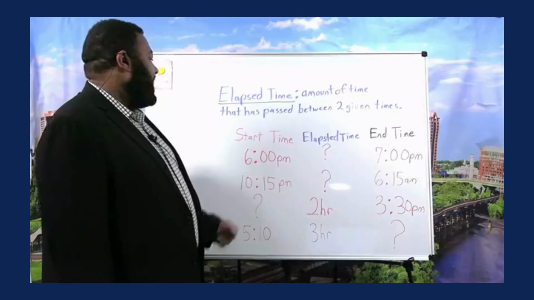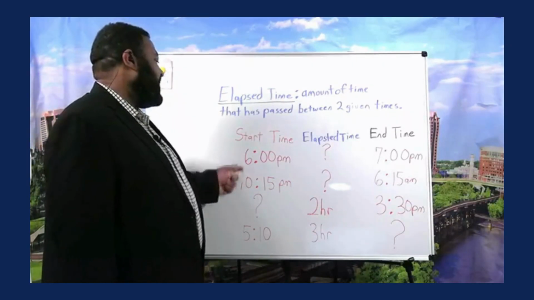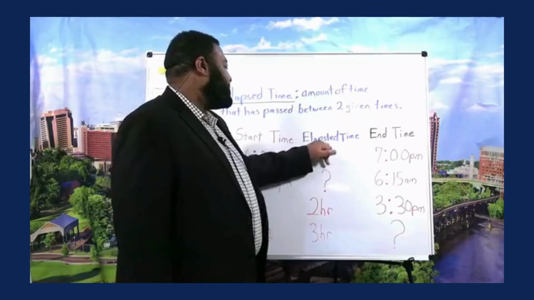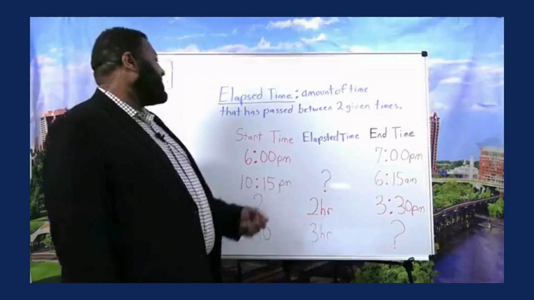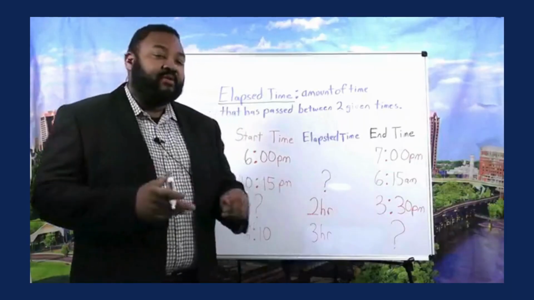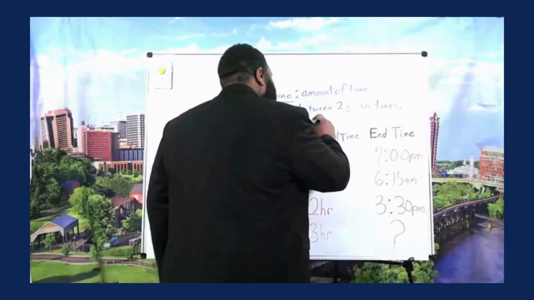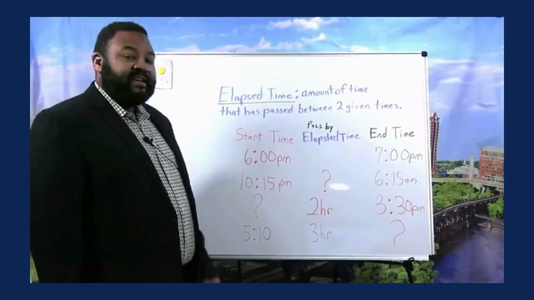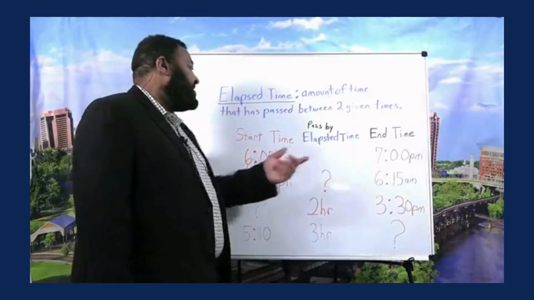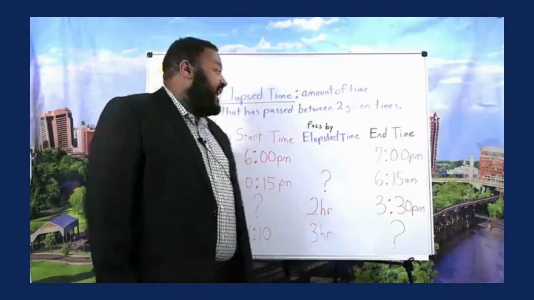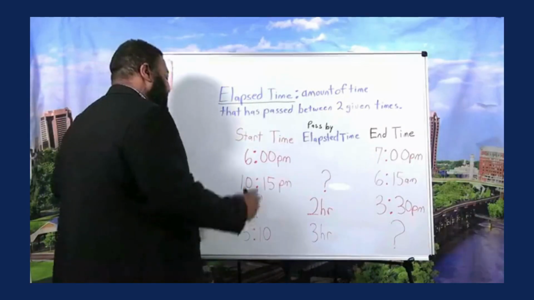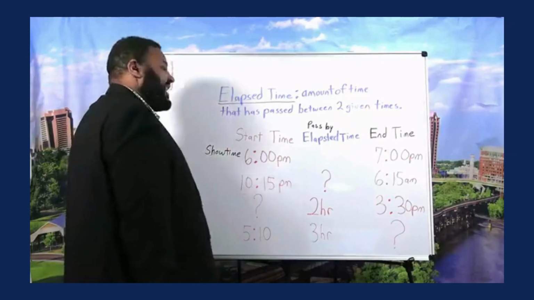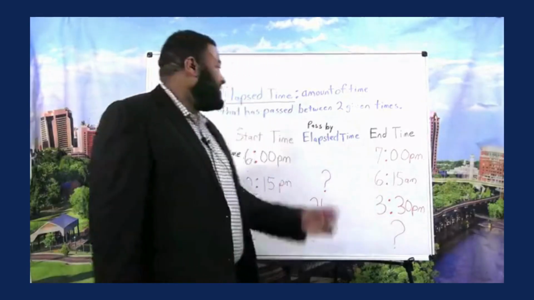Right now, I have a start time of 6 p.m. and an end time of 7 p.m. Can somebody guess and put in the chat for me real quick, how much time is going to pass? Another word for elapse is pass or pass by. How much time has passed by between 6 and 7 p.m.? And guess what, folks? That is elapsed time. That is the time that passes by.